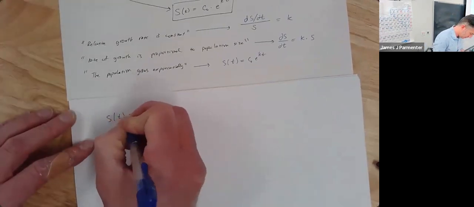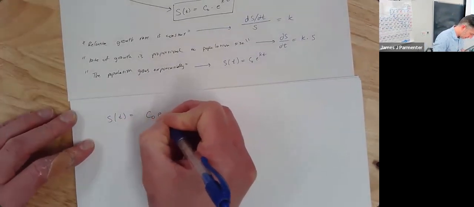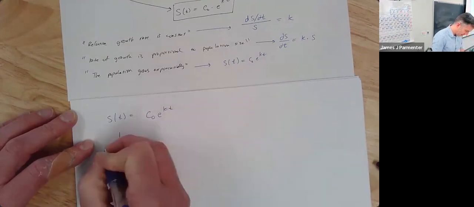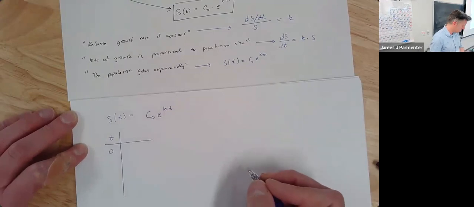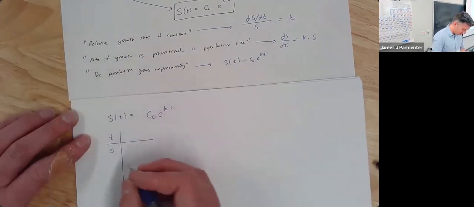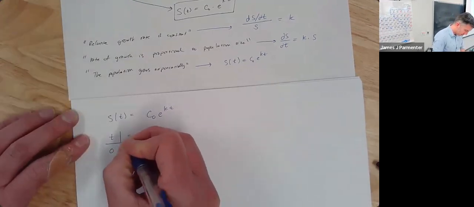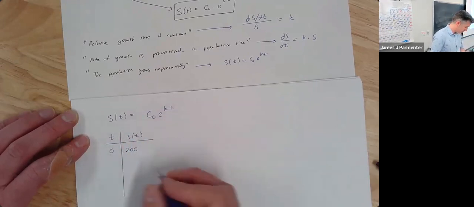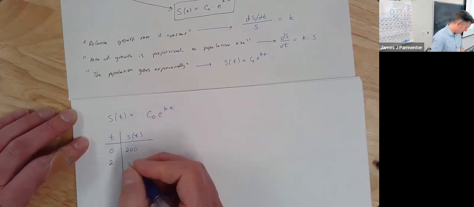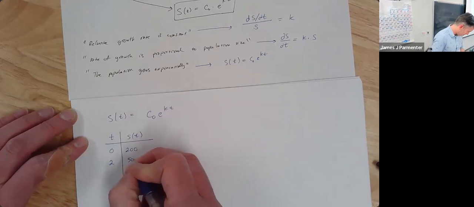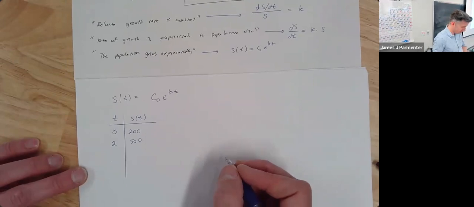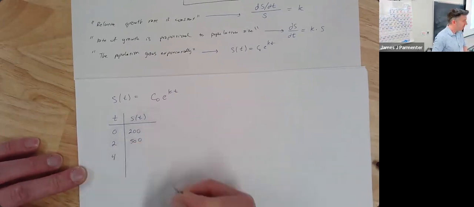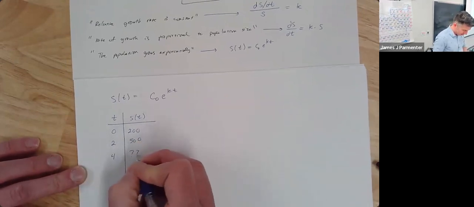Okay, we have s of t equal to c naught e to the kt. And we know a few things. We know in the beginning, the time equals 0, there were 200 squirrels. And we know 2 years later, there are 500 squirrels. And then they're asking how many squirrels there will be in another 2 years. So at time equals 4, we want to know how many squirrels there are going to be.